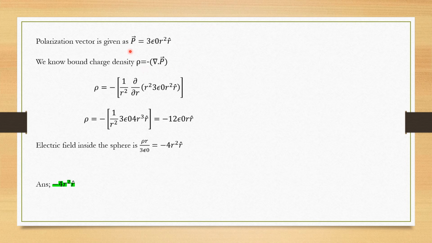So here it has been given that the polarization vector P is equal to 3 epsilon naught r squared r cap. We know that the bound charge density is given as minus del dot P. Because it is in the r direction, we can write it as 1 by r squared del by del r of r squared times 3 epsilon naught r squared r cap. By solving it we find that the rho value will be minus 12 epsilon naught r, and the electric field inside the sphere is given as rho r by 3 epsilon naught. So by putting the value of rho here we find that the answer will be minus 4 r squared r cap.